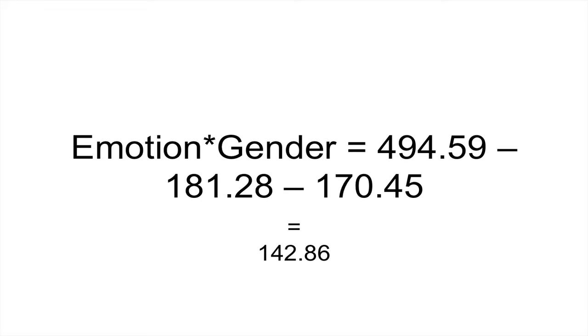Again, to calculate the interaction, we can just take that total minus the relevant main effects and be left with the interaction term. So the main effect of emotion was 181.28. Also taking out the effect of gender, which was 170.45, we're left with 142.86.